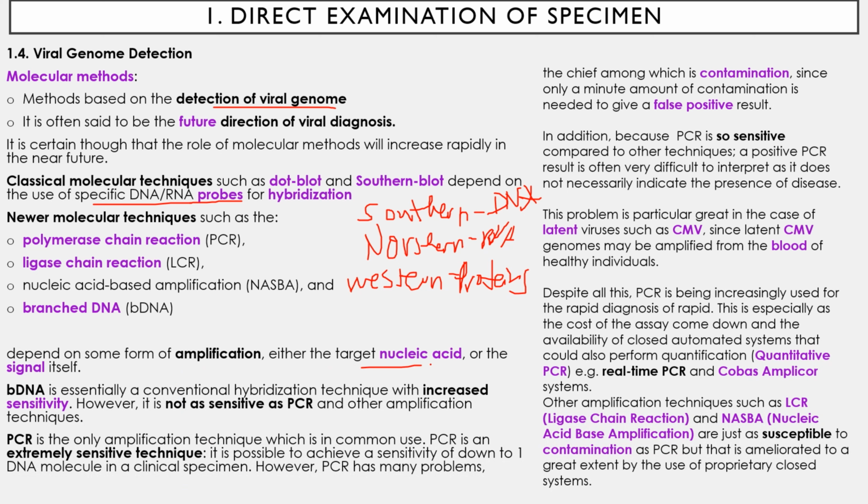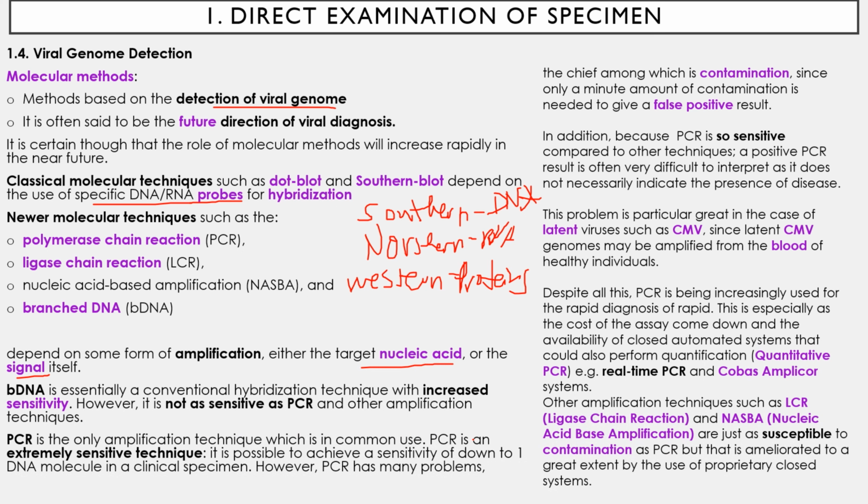Either they would target the nucleic acid or the signal itself. Branch DNA is essentially a conventional hybridization technique with increased sensitivity. However, it is not as sensitive as PCR and other amplification techniques. So the one you're most familiar with, class, dito is yung PCR. This is the only amplification technique which is commonly used.